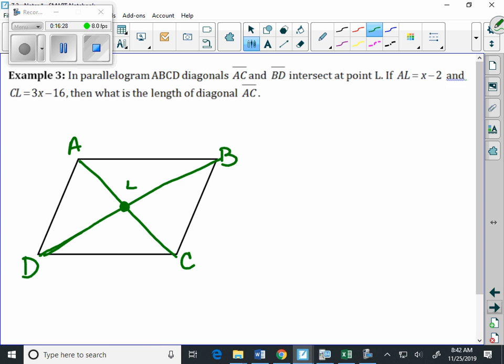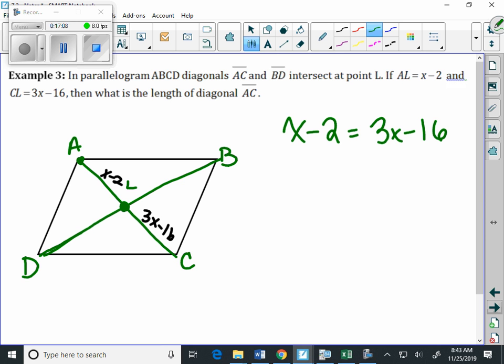It says if AL is x minus 2, so here's that length of x minus 2, and CL is 3x minus 16, then what is the length of diagonal AC? Well, what we know is that L is the midpoint of this. So when we set this up, we can start by saying x minus 2 equals 3x minus 16. If it's the midpoint, AL is equal to CL.